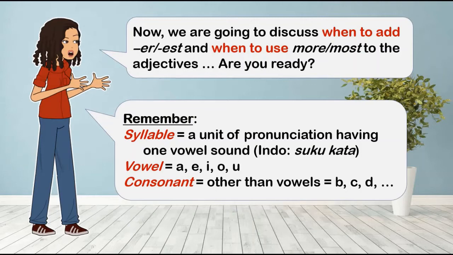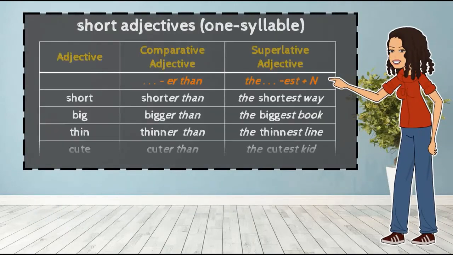Alright, so let's go to the first rule. The first rule applies to short adjectives, or the one-syllable adjectives, like short, big, thin, cute. Those are short adjectives. In this case, what you have to do is add er for the comparative adjective, and you add the plus adjective plus est plus noun for the superlative adjective. For example, the adjective short, the comparative form is shorter, while the superlative form is the shortest. There are more rules for this one-syllable adjective.